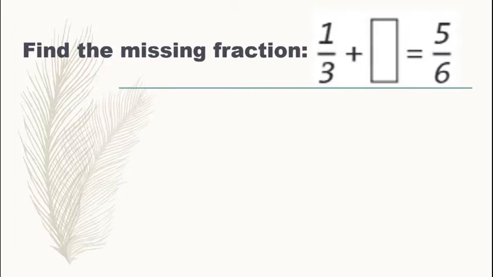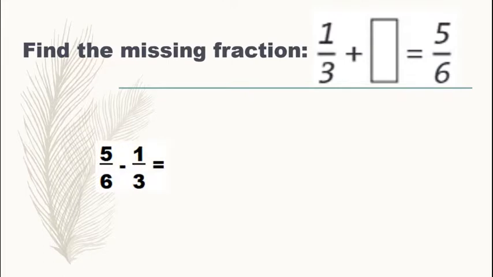Now that you know how to solve adding unlike fractions, let's find the missing fraction or your second addend. If you have encountered this one, we simply subtract our sum from the addend. So we have 5/6 minus 1/3.